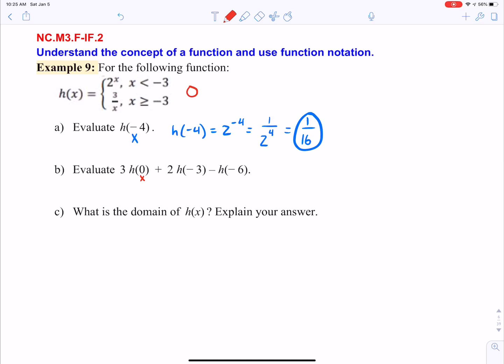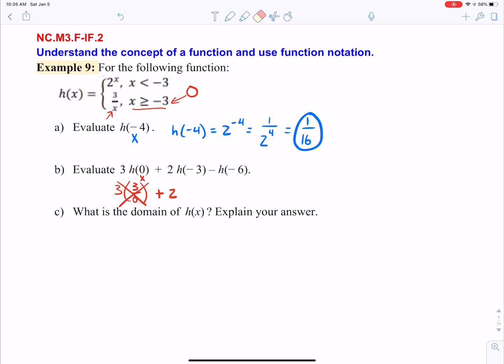So 0, if that was our x value, we think about, is it less than negative 3, or is it greater than or equal to negative 3? So 0 would fit in that second part of our piecewise function. But then if you plug in 0 for this x right here, 3 divided by 0 is undefined. So even though they're asking us to do that, we can't, because we can't divide by 0. So that part would just not exist. And then we need to continue on for this next part.